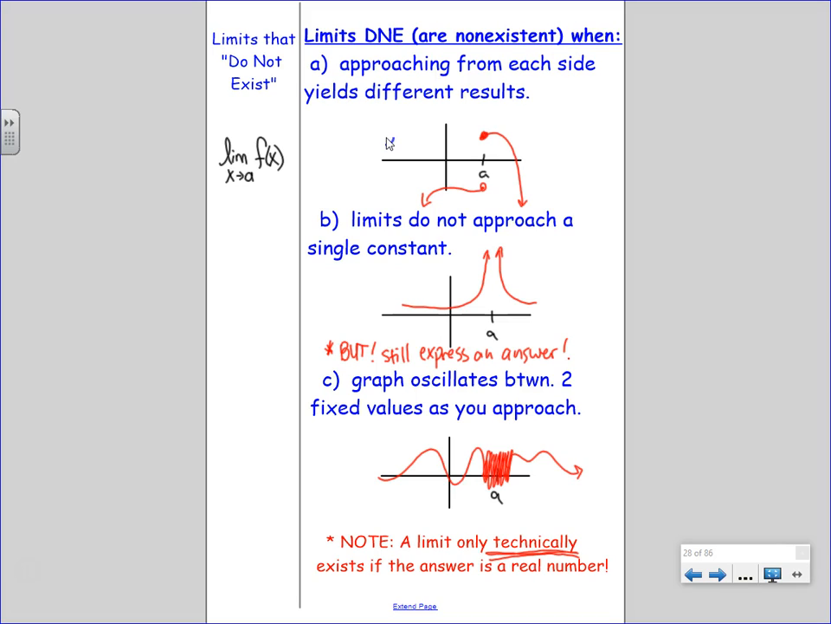Okay, so for A and C, for the first and last case, the limits truly do not exist. The limit as x approaches A, remember we're doing the limit as x approaches A for every single one. We want to actually go ahead and write it for each and solve it for each.